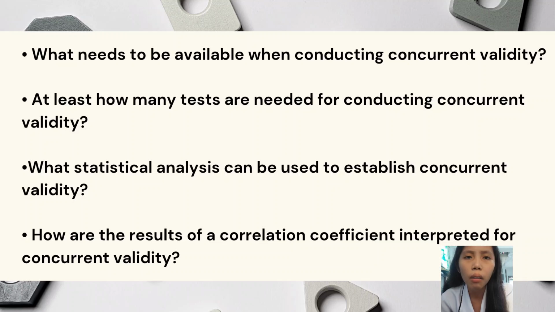And then next one, how are the results of a correlation coefficient interpreted for concurrent validity? So the answer is, kumbaga ganito siya, kapag high or mataas yung positive r value, let's say for example, yung positive or plus 0.70 pataas, nangangahulugan siya na parehong competence yung sinusukat ng dalawang test sa kasalukuyan. So, yun po yun.